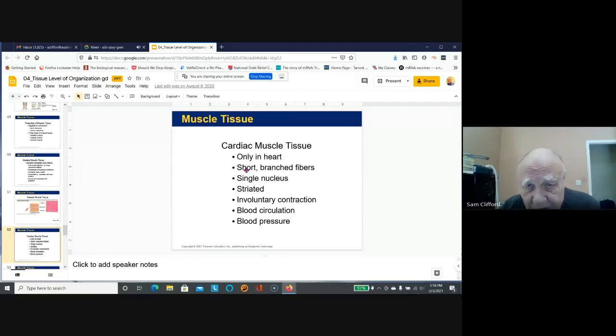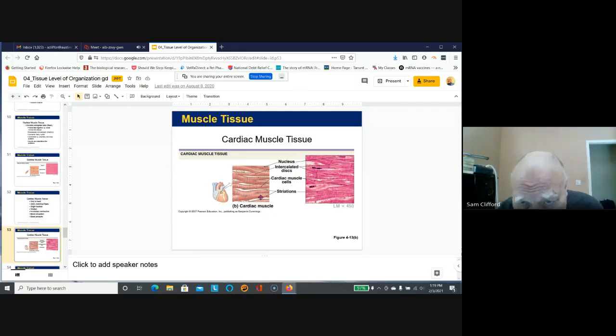Cardiac muscle tissue is found only in the heart. It is also striated, and it's going to pump your blood around your body and maintain blood pressure. We said that it's branched and has one or two nuclei. It's only found in the heart.